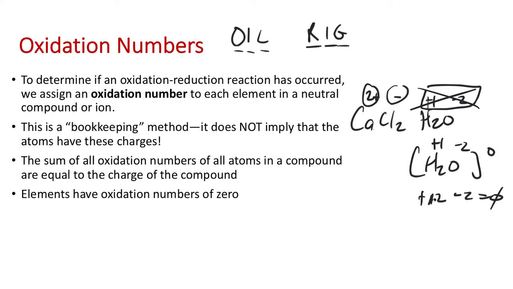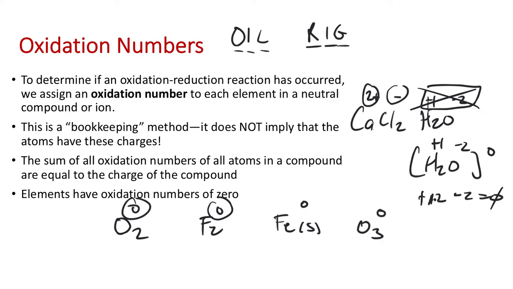Elements have oxidation numbers of 0. So if you have an element like O2, the oxidation number here would be 0. If you had F2, the oxidation number would be 0. So anything in its elemental form where you just have one element present, so no molecule, no ion here, these would just have oxidation numbers of 0. Obviously the same thing if you have iron solid, oxidation number would be 0 as well. Even something like ozone, oxidation number would be 0. So anything where it's just one atom, one element present without a charge, the oxidation number would be 0 for the atoms in that substance.